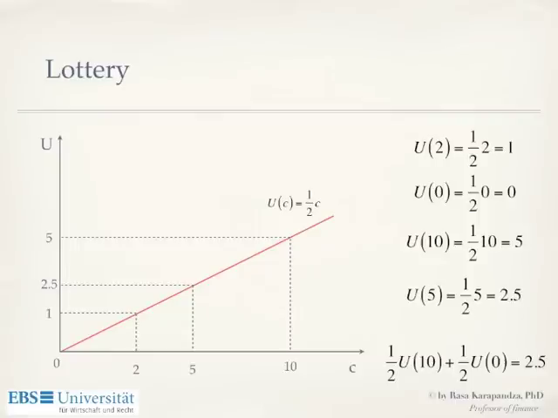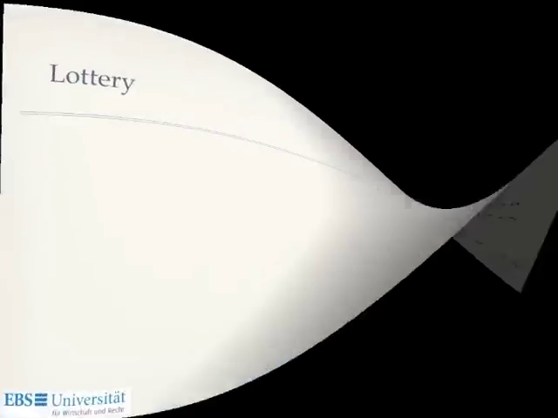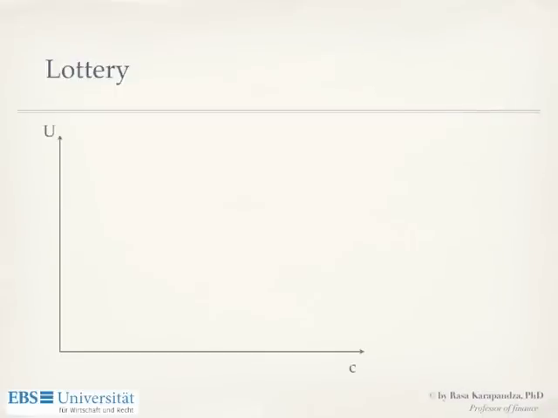But as we said, this is not good, because in reality people do not like to gamble and not to gamble in the same way. So I prefer the 5 for sure compared to 10 with probability 1/2 and 0 with probability 1/2. Now, let's see a slightly different utility function. Let's say this utility function, which is the square root of c.